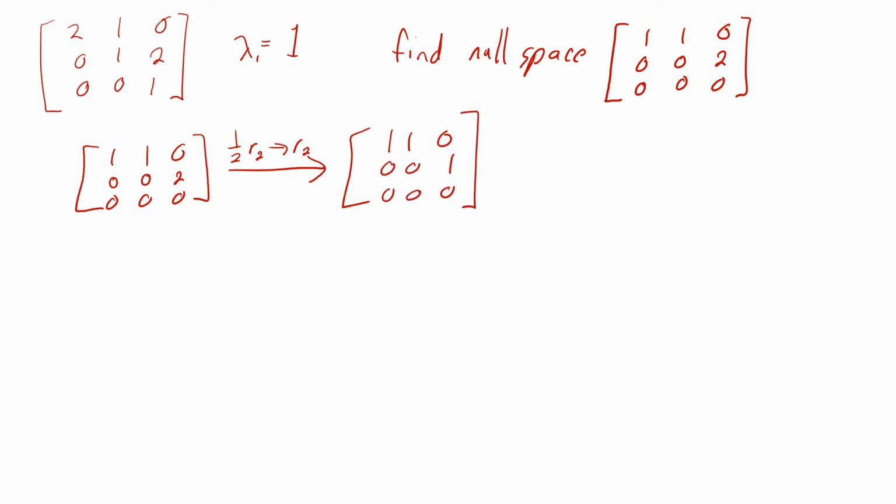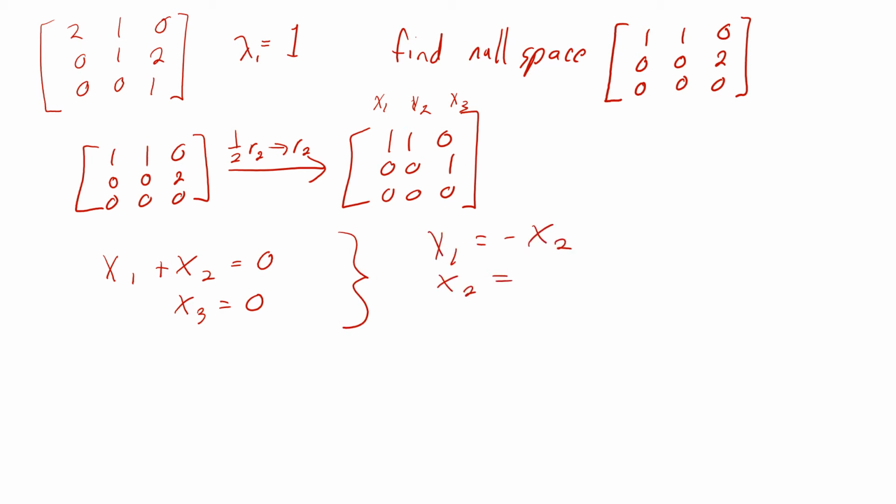We are down to a row reduced echelon matrix. So now from here, we assign an x1, x2, and x3 to each column. We have the equations that x1 plus x2 equals 0, x3 equals 0. We have x2 being a free variable. So this gives us x1 is equal to negative x2, x2 is free, and x3 equals 0.